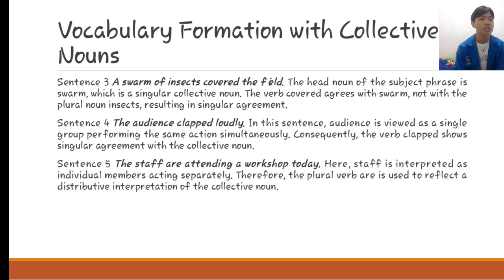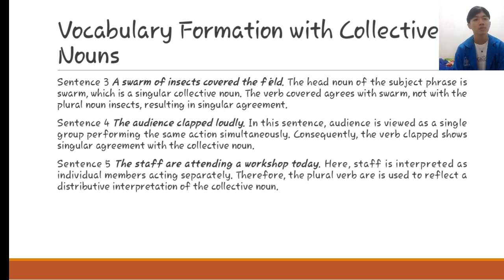A swarm of insects covers the field. The head noun of the subject phrase is swarm, which is a singular collective noun. The verb covers agrees with swarm, not with the plural noun insects, resulting in singular agreement. The fourth. The audience clapped loudly. Audience is viewed as a single group performing the same action simultaneously. Consequently, the verb clapped shows singular agreement with the collective noun.